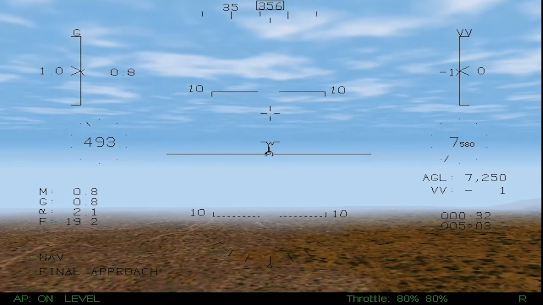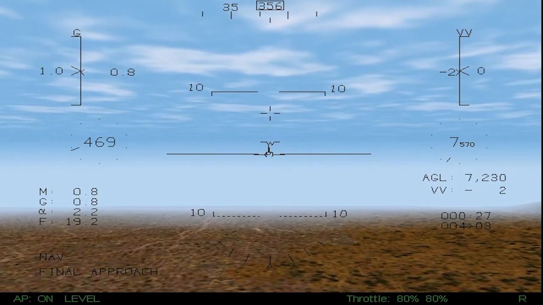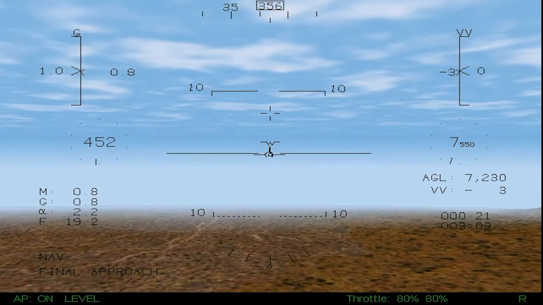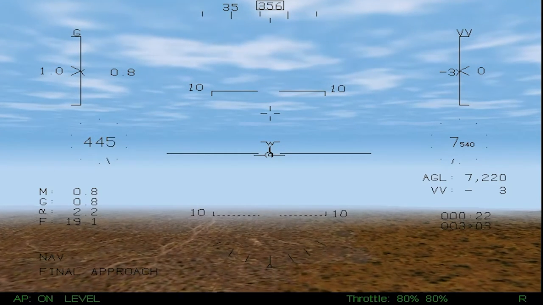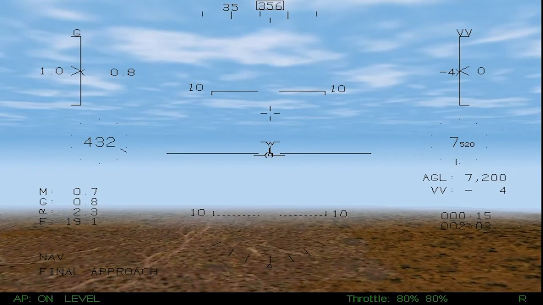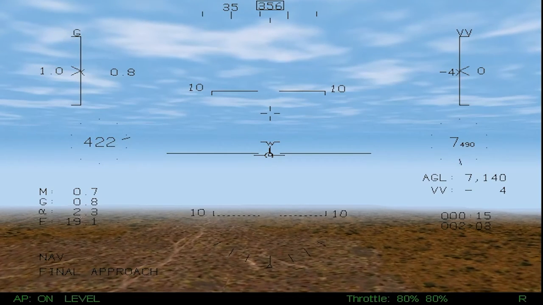We want your airspeed at or around 200 knots when you reach your final approach point. Use your air brakes if you have to slow down even further. When you get about 6 miles out from the runway, the instrument landing system will come up on your HUD. The ILS consists of the horizontal and vertical localizer bars and the angle of attack indicator.